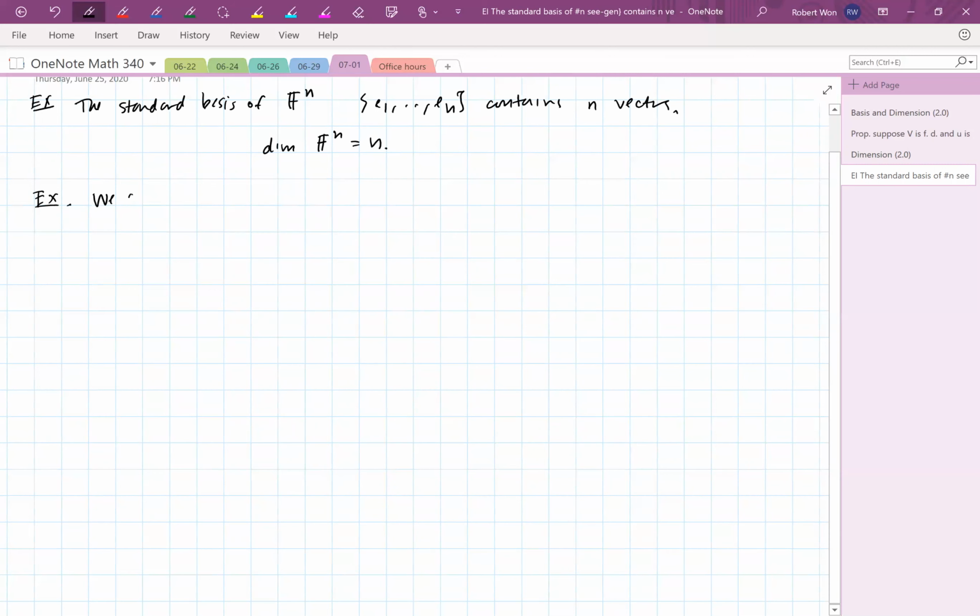We saw that the polynomials 1 up through z^m is a basis of the polynomials of degree less than or equal to m. We saw that these span because every polynomial is a linear combination of these. And you can argue that they're linearly independent because any polynomial of degree m has at most m roots unless it's the 0 polynomial. So this is a basis. This contains m plus 1 vectors, so the dimension of this vector space is m plus 1.